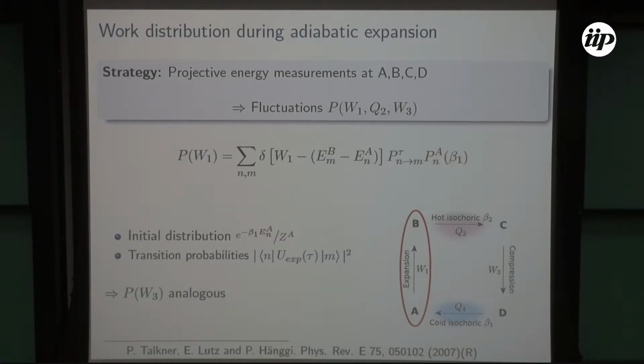We first start with the work performed during the expansion step. The fluctuation of the work during the expansion step can be calculated quite easily by just applying the usual 2-point measurement scheme, measuring at the point A at the beginning of the step, and measuring at the point B at the end of the step. The initial distribution here is given by a thermal distribution at the inverse temperature of the cold heat bath, and the final transition probabilities are just given by the unitary evolution of the system. One may then also proceed in a similar fashion to obtain an expression for the work during the compression step.